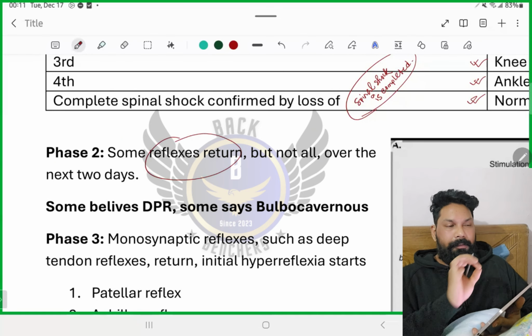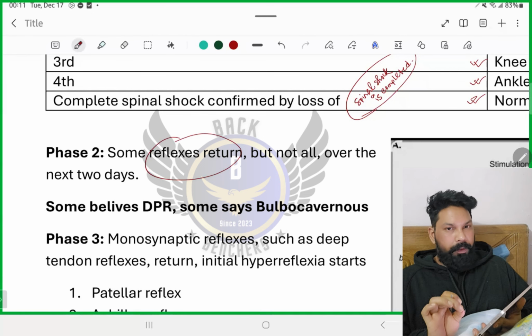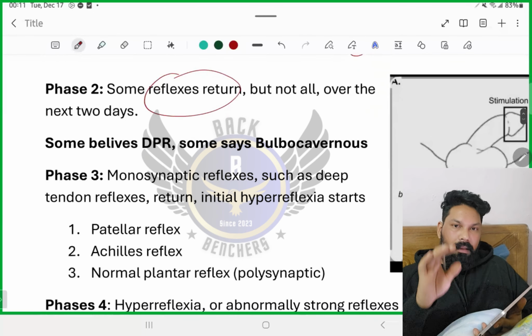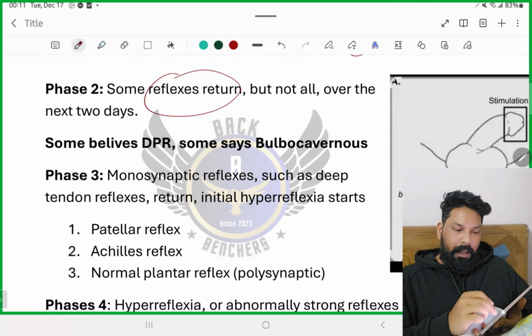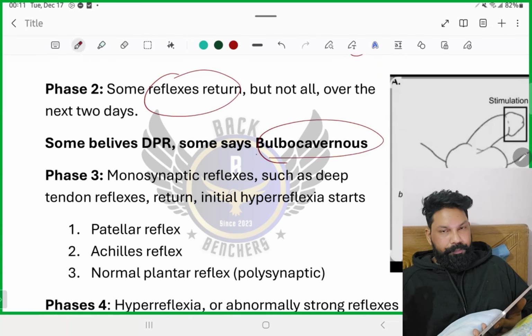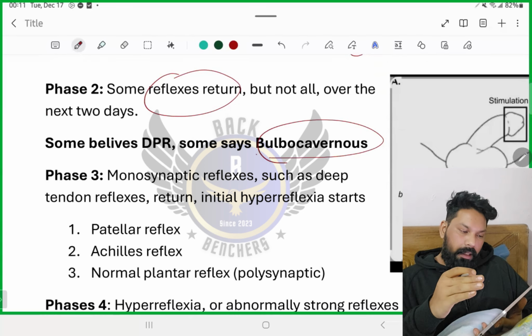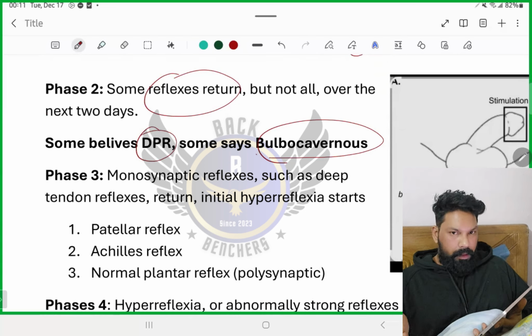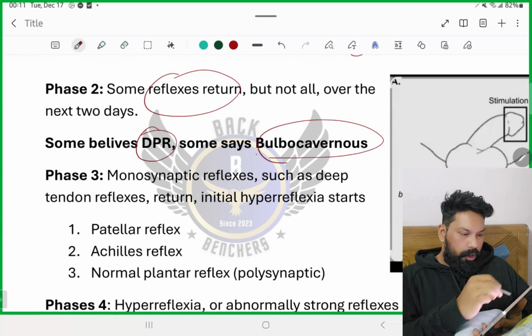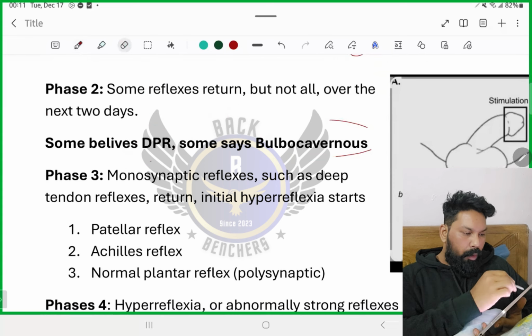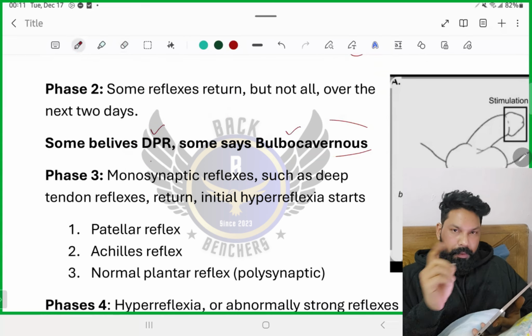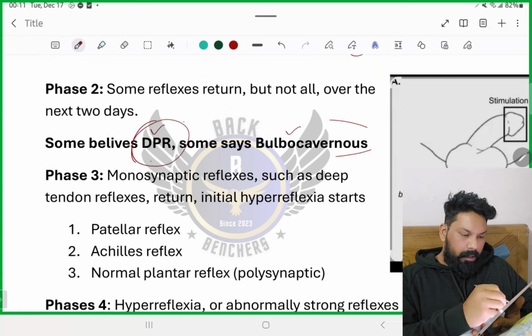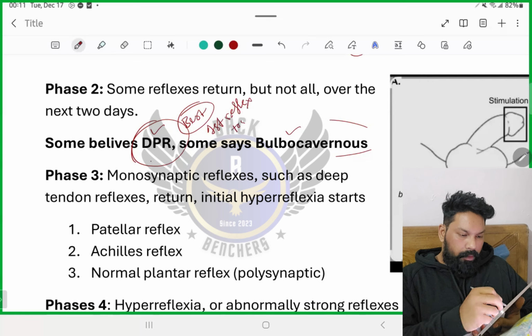Now, it is very controversial which reflex comes first. Still some articles say bulbocavernous reflex comes first, but recent studies say delayed plantar reflex comes first. So if you get this question and you have both in the options, go for delayed plantar reflex. That will be the best answer for the first reflex to return.